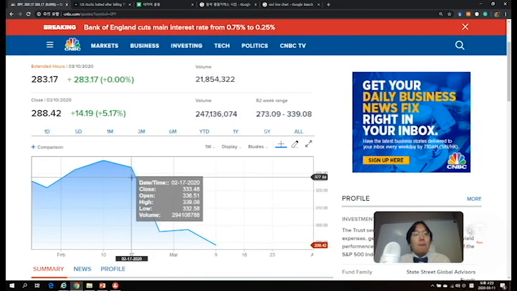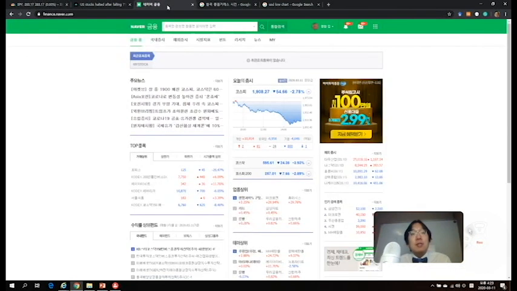Yeah, but let's look at what happened in the South Korean stock market today. Okay, I typically go to finance.naver.com. Okay, Naver is by far the largest portal in Korea, and stock market index. You can see it over here, KOSPI. That's right, over here, and you see minus 2.78%.